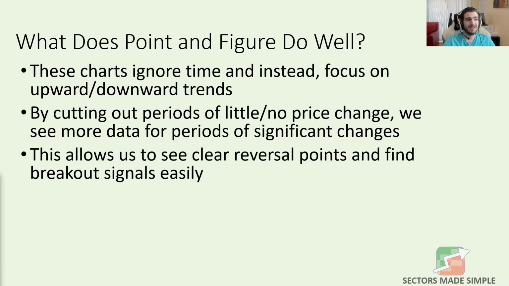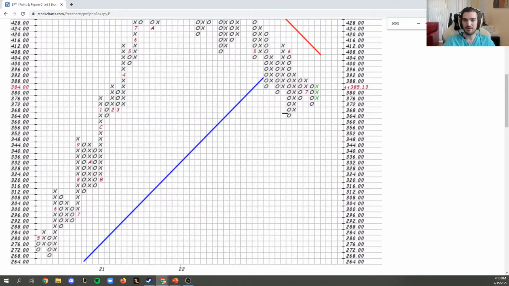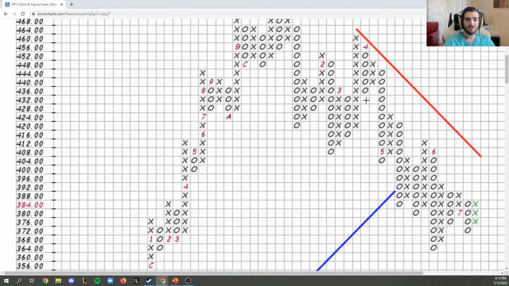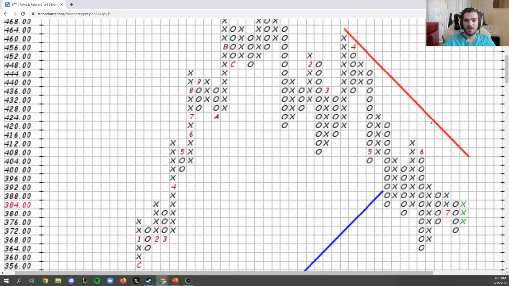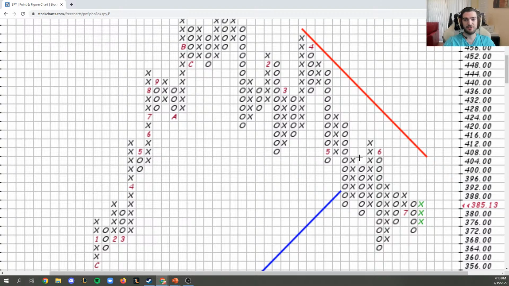The other thing is that it allows us to see reversal points very, very clearly. Looking again, every time we go from X's to O's or O's to X's, we see a change in short-term direction. Every time we see a column of X's go above a previous column or a column of O's go below the previous column, we have what's called a breakout or breakdown.